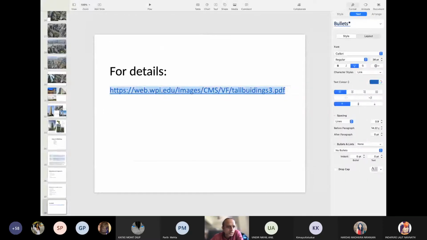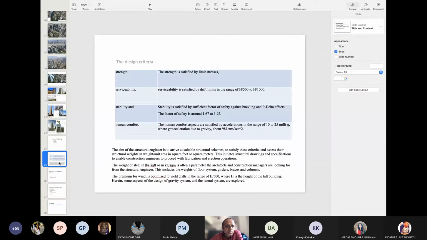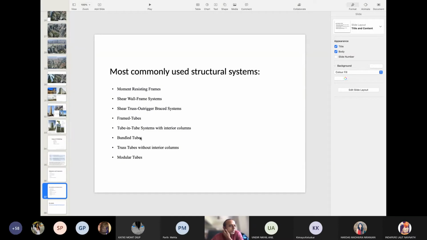I think I missed out that slide. So this slide talks about the different kinds of systems. This is something you will again be talking about in great detail in the structures class also.